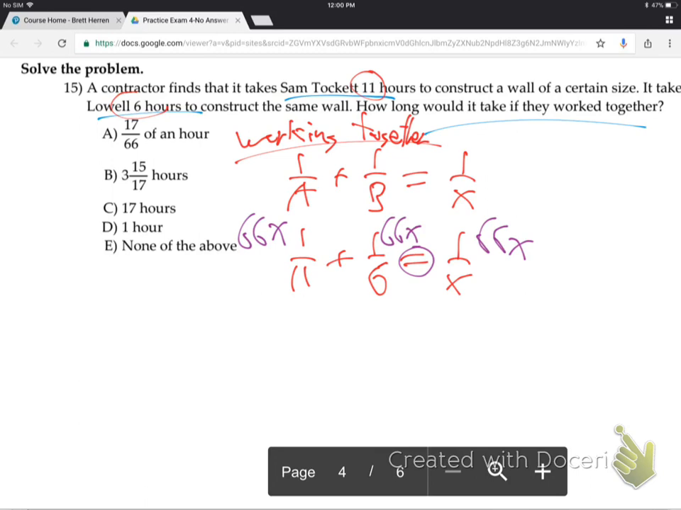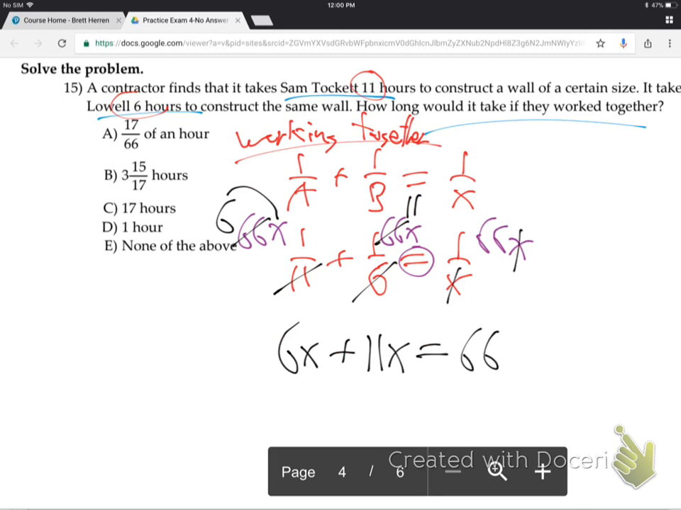All right, so how do we go from here? Cross cancel and multiply what's left over. 11 into 66 is 6 times, and what's left over is 6 times X, 6X. 6 into 66 is 11 times, and what's left over is 11X. X cancels X. 1 times 6 is 6. There we go. 17X is 66. Last step, divide by 17.